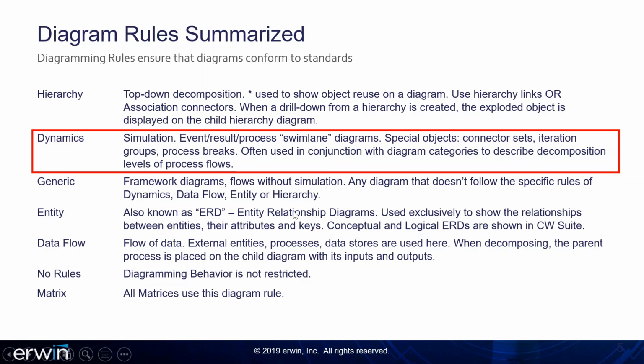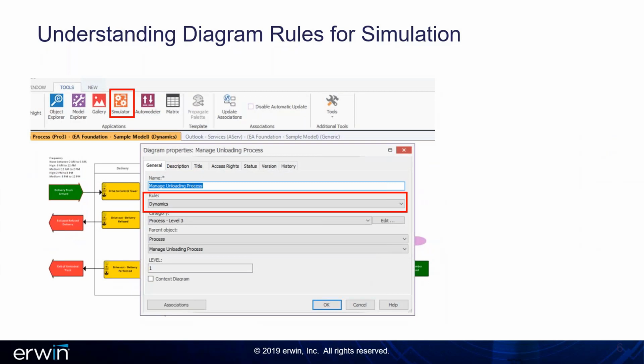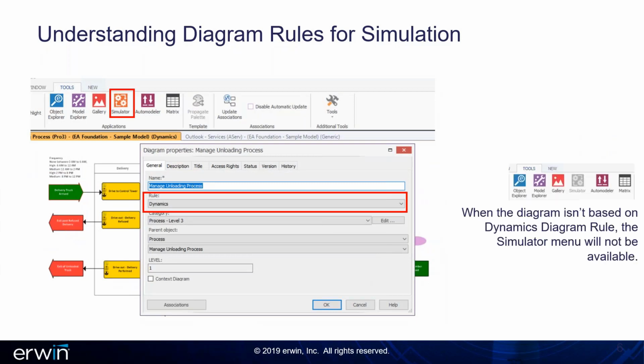But primarily what we're concerned about is the fact that if you were to create a diagram that is not consistent, that is not based on dynamics diagram rules, this simulator icon, which you see on the left, would not light up. It would be grayed out, as you can see on the right. That is how you can tell if your diagram is not based on dynamics diagram rules, and you would need to change that in order to be able to simulate your diagram.